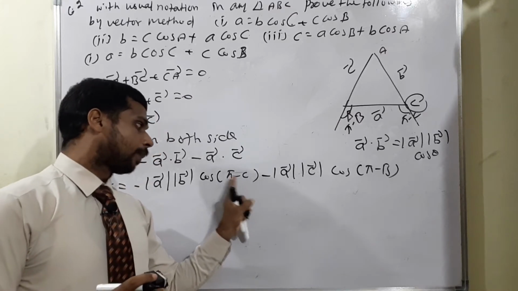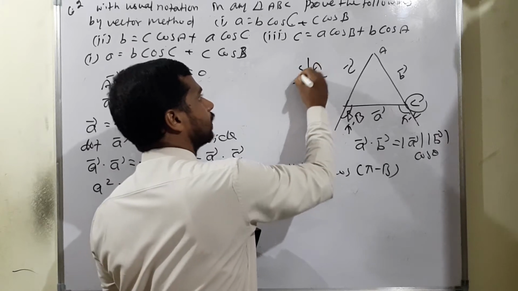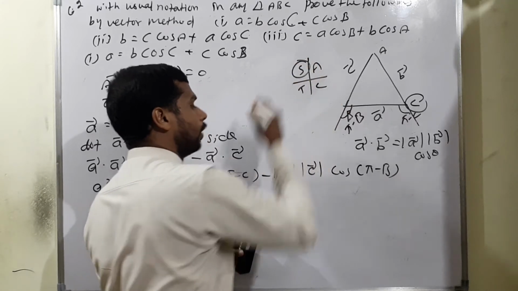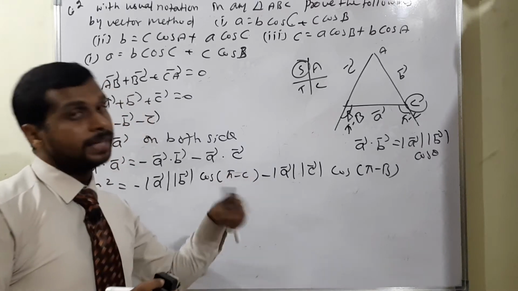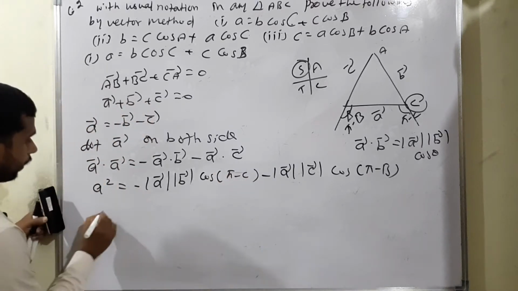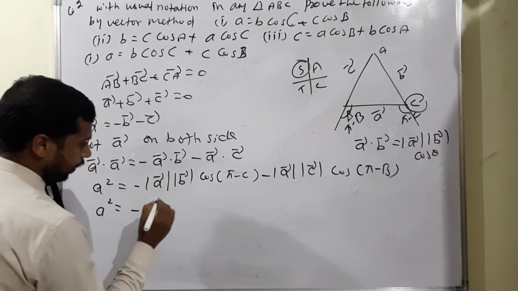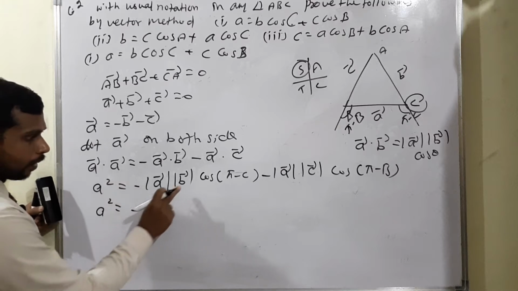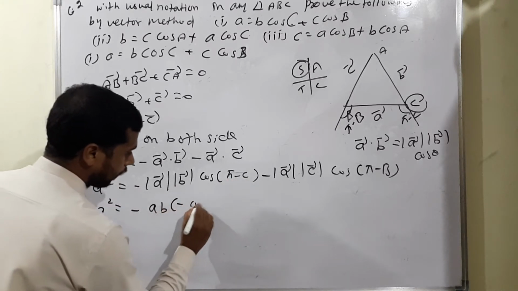What is the meaning? Pi minus C definitely lies in the second quadrant. Second quadrant means "all silver tea cup": only sine is positive. So here we have the cos term. So definitely cos C will come, but negative cos C. So look at there: a square is equal to minus of ab, where modulus of vector a means a, modulus of vector b means b, and cos of pi minus C means definitely minus cos C will come.